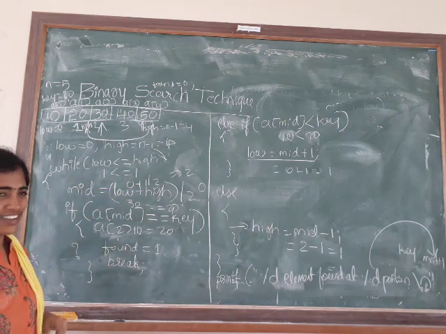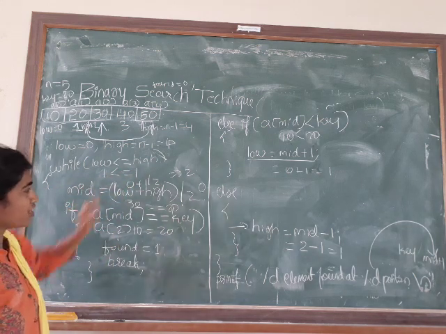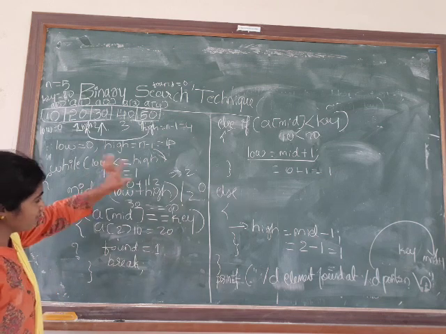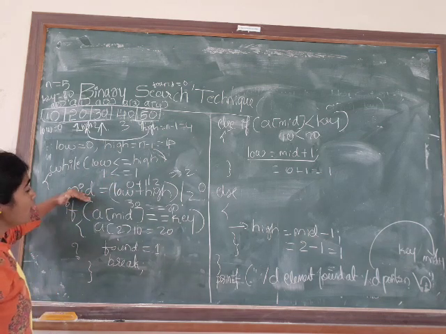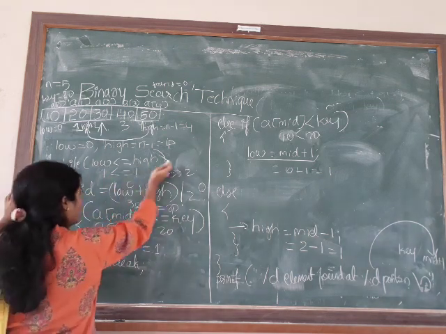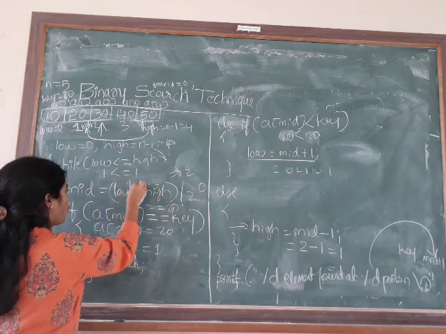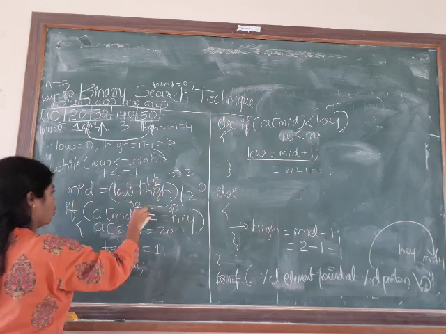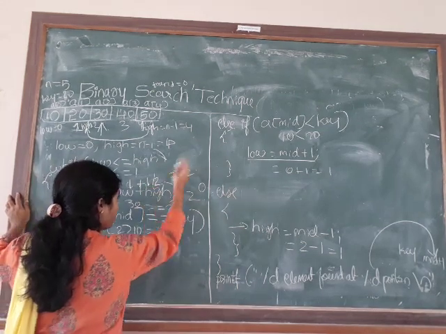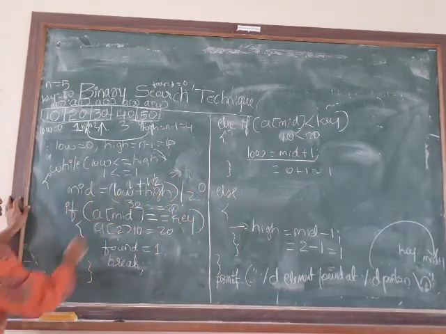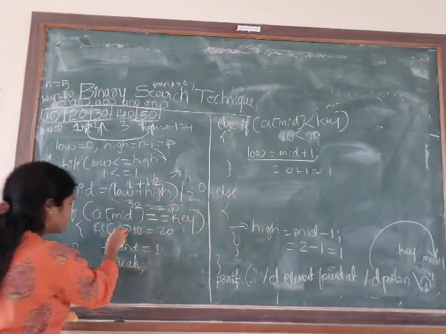Very interesting. Yes, 1 is equal to 1. Either of the conditions has to be true. Yes, 1 is equal to 1 is true. It will come inside. The new value of mid has to be computed. That is mid is equal to 1 plus 1 whole divided by 2. That is 1 plus 1, 2. 2 divided by 2 is 1. So the new value of mid is 1. Very, very interesting. See here.